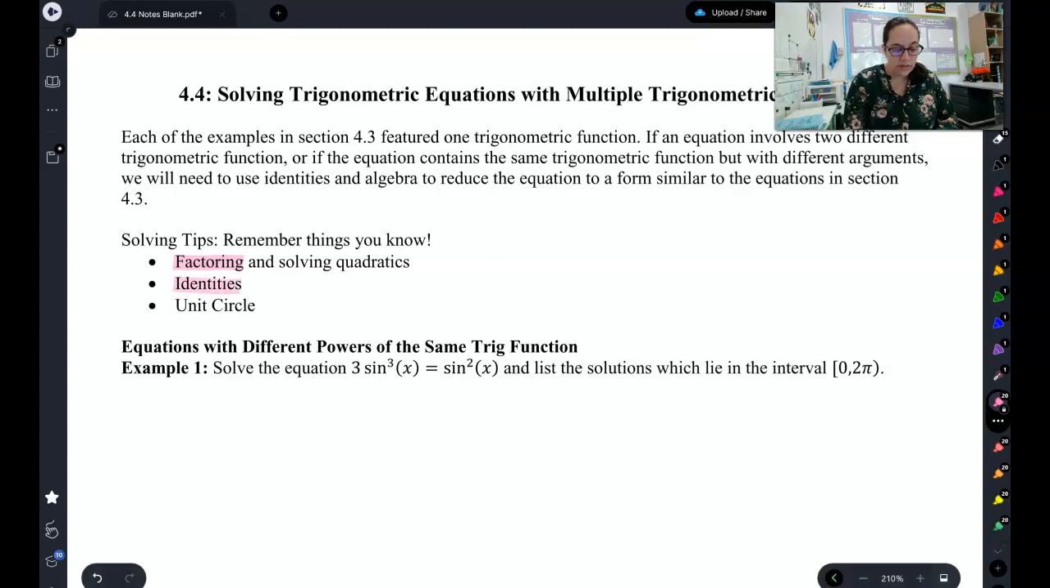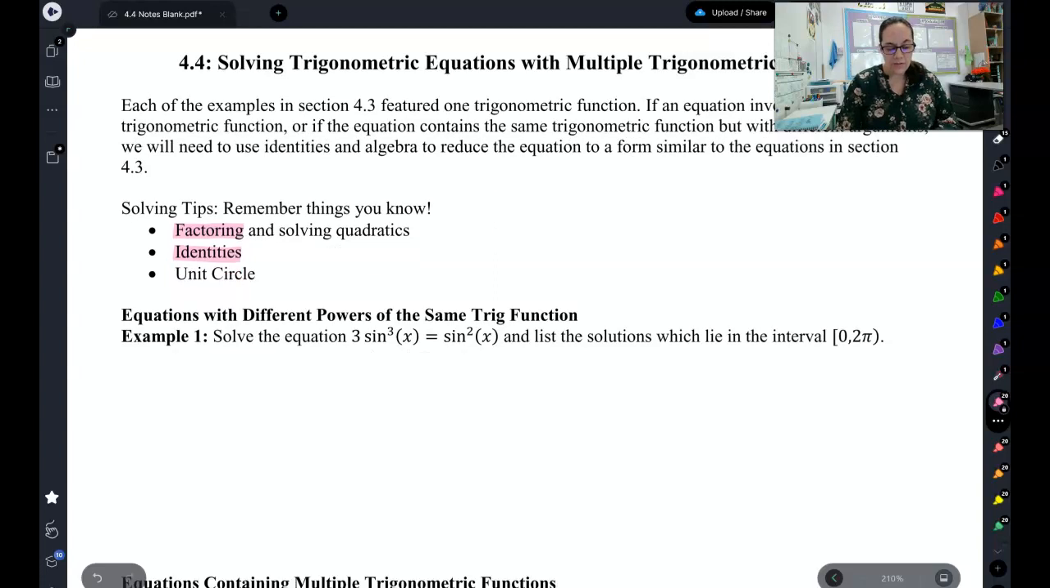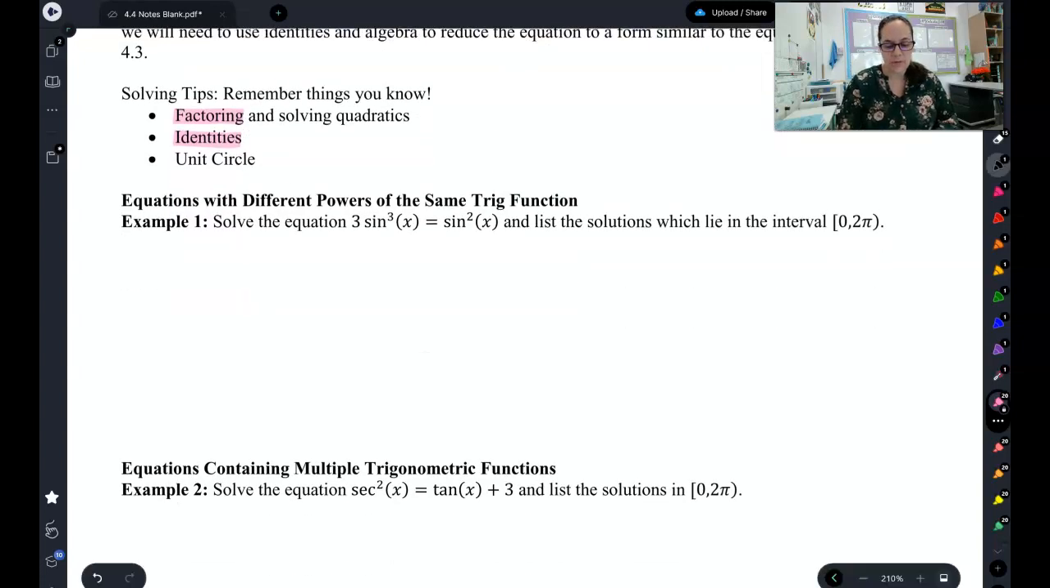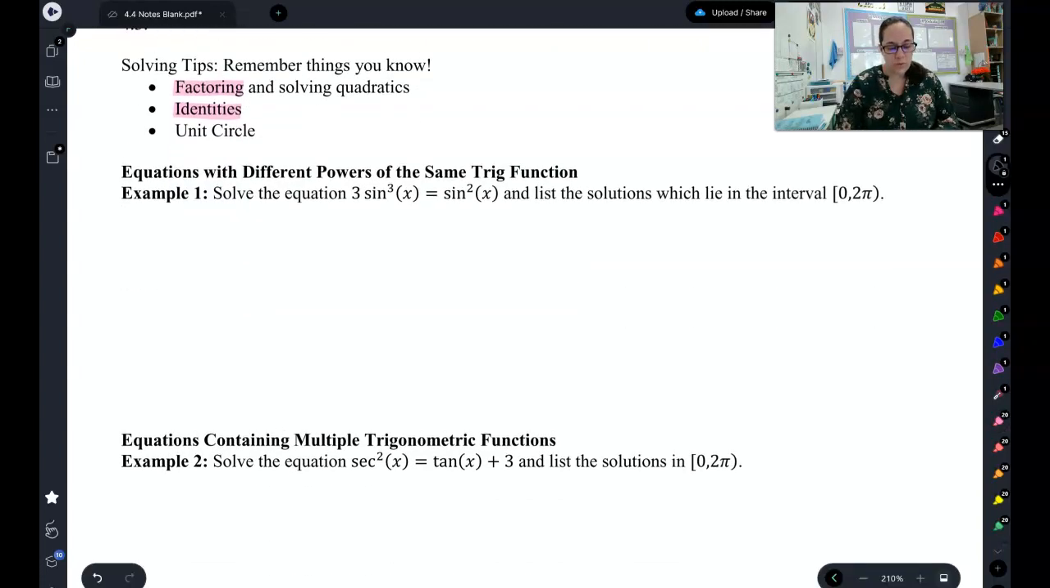We're also going to think of our identities. That's going to be a big one for today. And of course, as always, using our unit circle. So with that, let's look at our first one. We have 3 sine cubed of x equals sine squared of x. Notice, this is already a quadratic. We've got squareds and we've got some cubes going on, cubic. So that means I'm going to start by bringing everything to one side and trying to factor it.